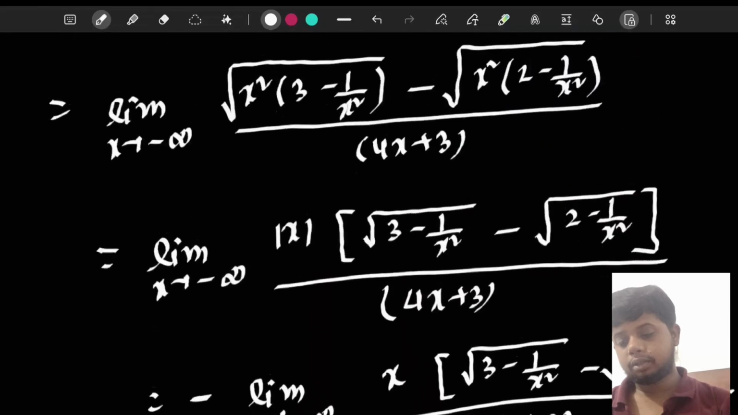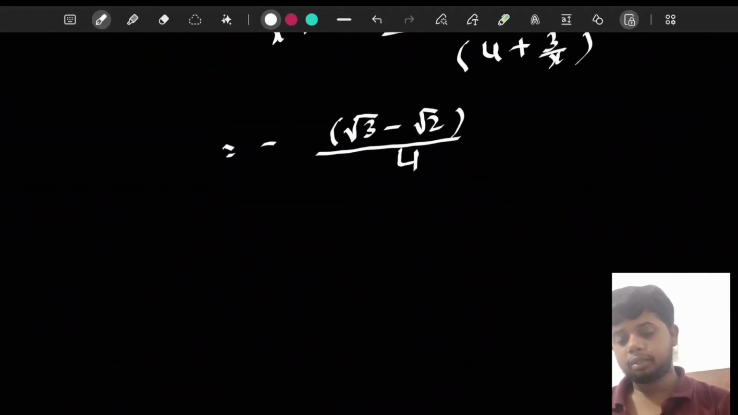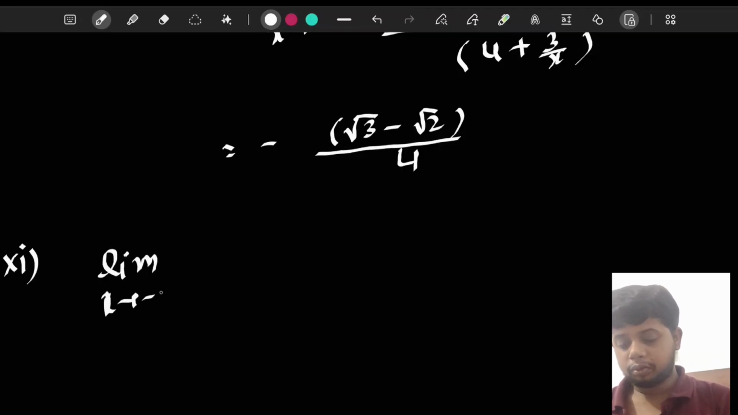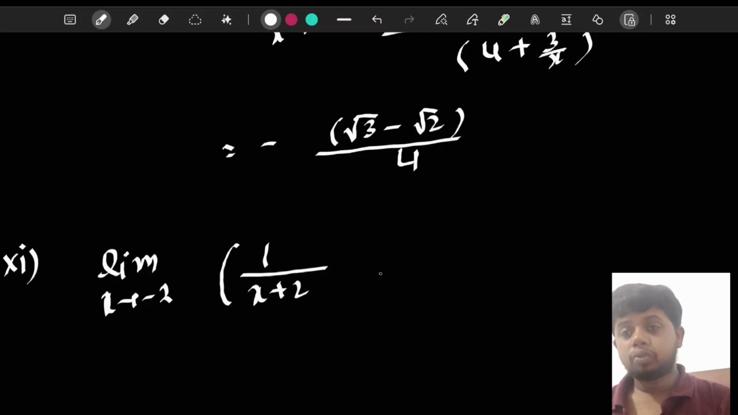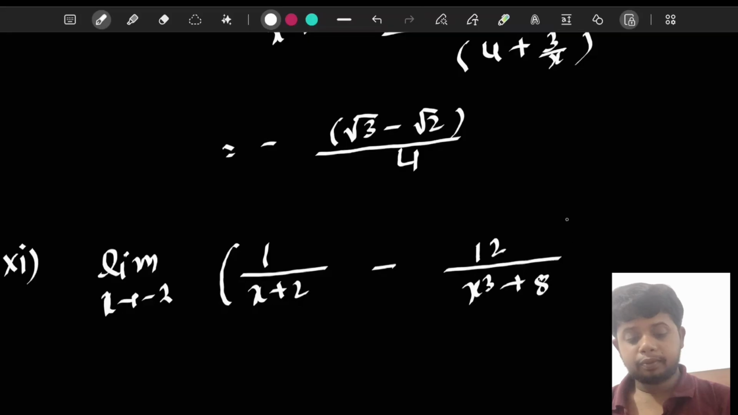Question number 11. This says limit x tending to minus 2, 1 by x plus 2 minus 12 by x cube plus 8.